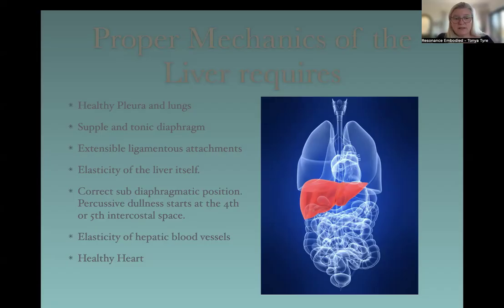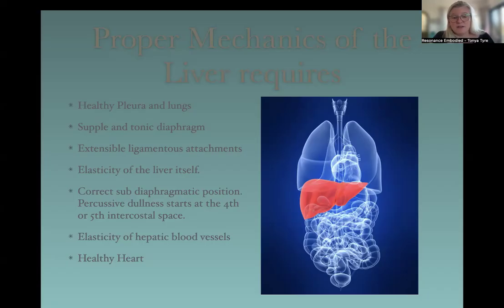The other thing we want to see is a correct subdiaphragmatic position of the liver. So we want to see that percussive dullness starts at the fourth or fifth intercostal space. I don't know if you guys remember from physical exam class, for us it was in second year, where you do percussion to really map out the liver and you can check for hepatomegaly, et cetera, and make sure that the liver's the right size, all that kind of stuff.